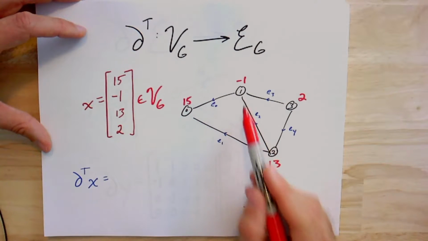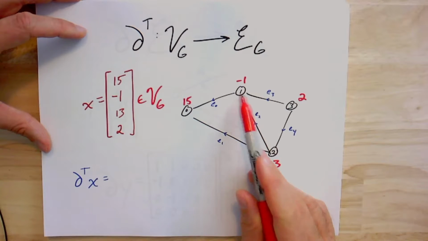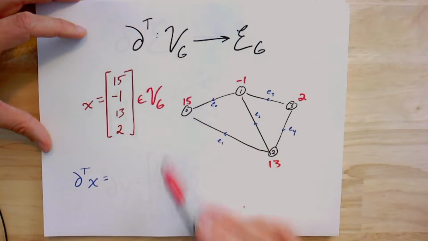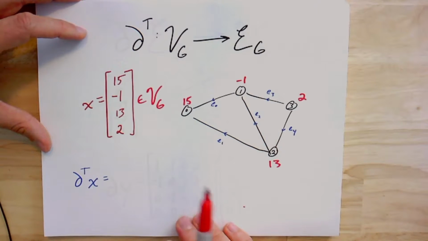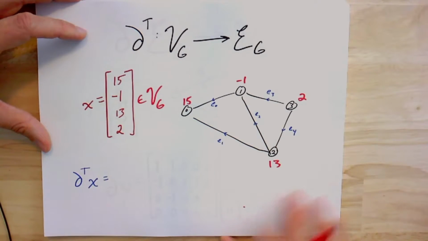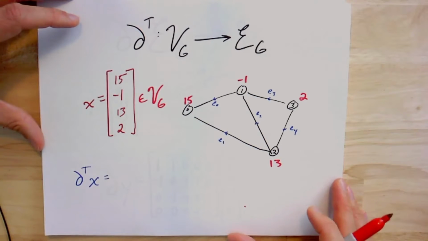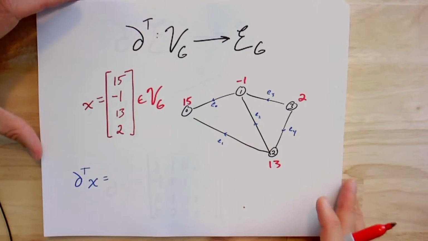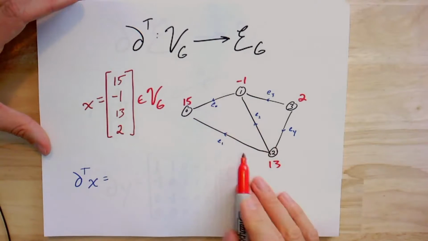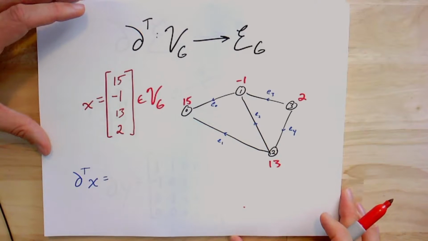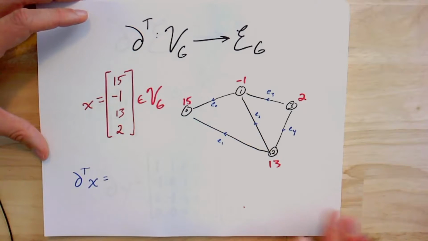So think about these edges. I think in this case, I picked them so they go from the higher number to the lower number. Okay, so I put a little arrow on every one of these edges to indicate what's often called the orientation of the graph. The graph is not a directed graph, it's still just a simple undirected graph, but we kind of give it an orientation so that we can define this boundary matrix.